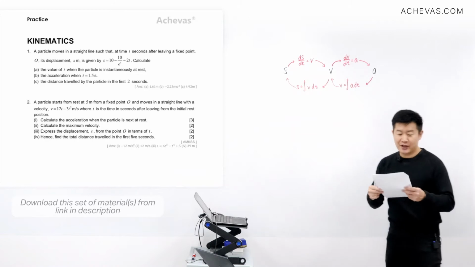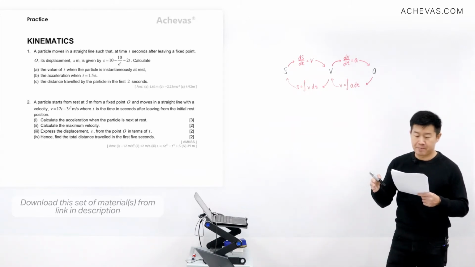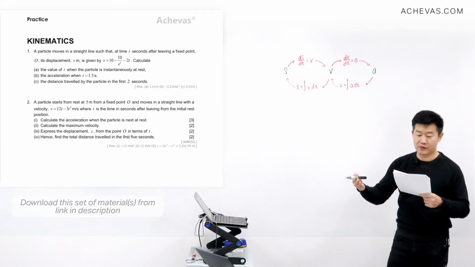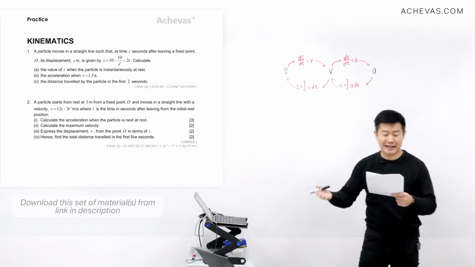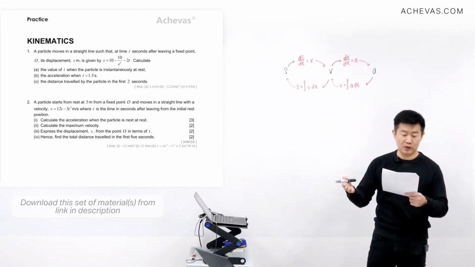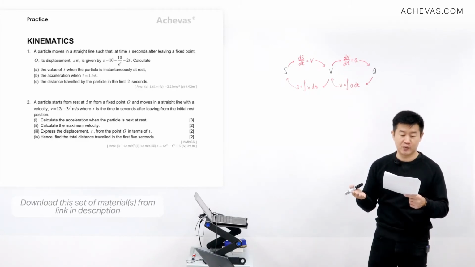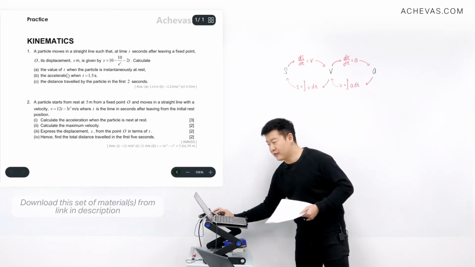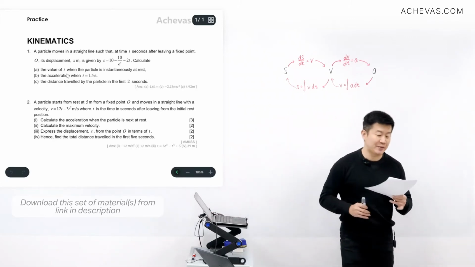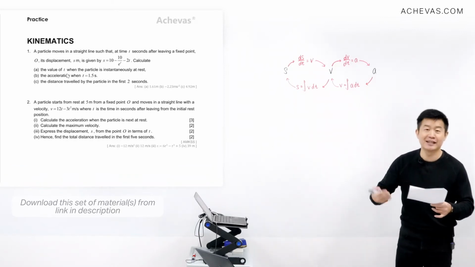So here we have a particle that is moving in a straight line such that its motion is with reference to time, and it has left a fixed point. Okay, and that fixed point that it has left from is O. The displacement is taken to be S, and we're actually given the expression for the displacement with respect to time. It is this that is here. We want to find the value of t when the particle is instantaneously at rest.